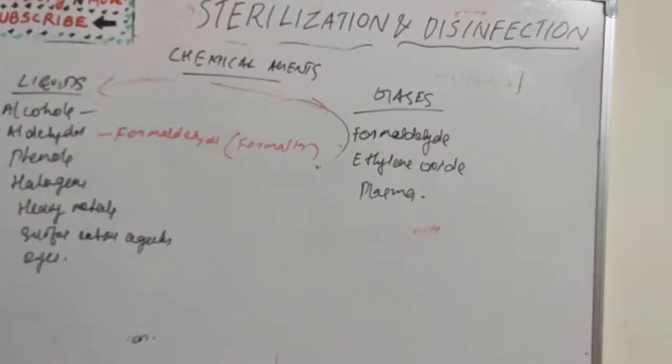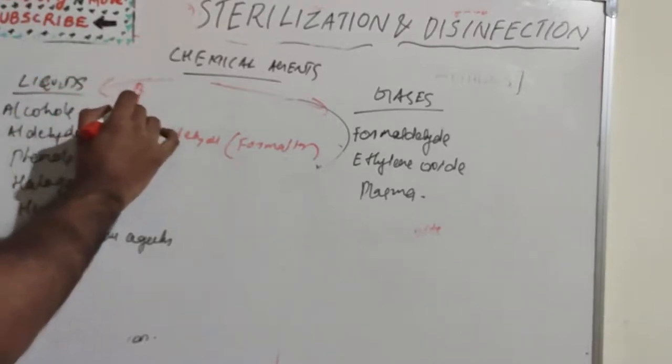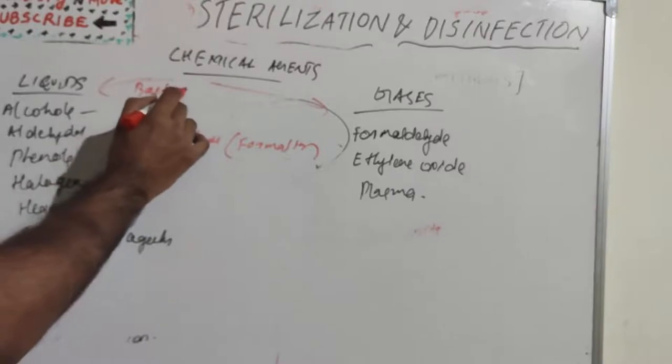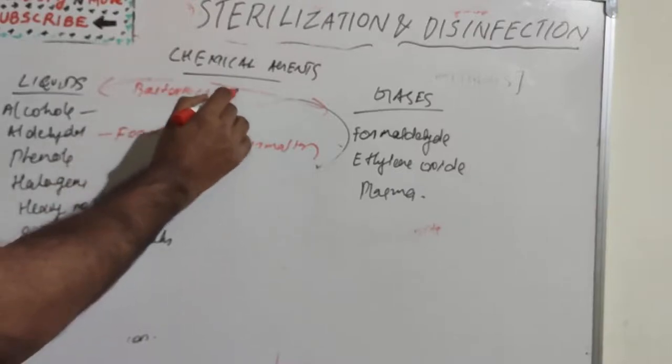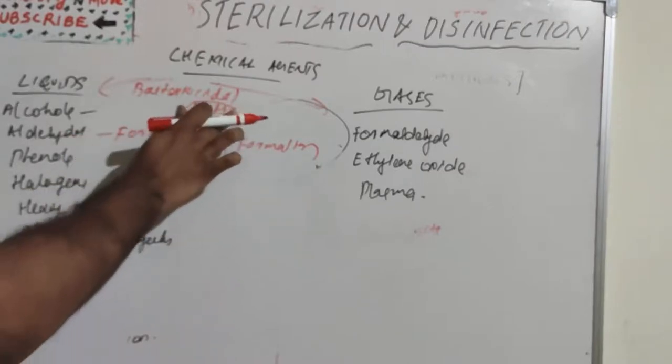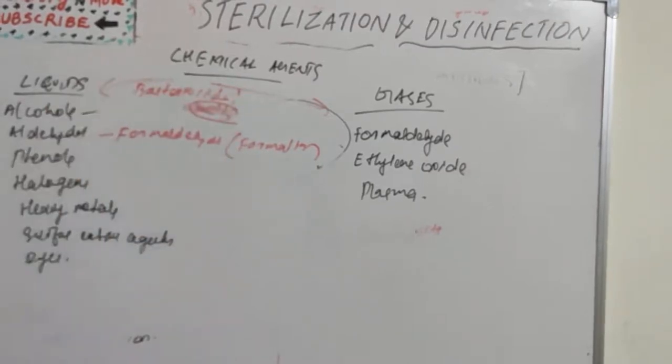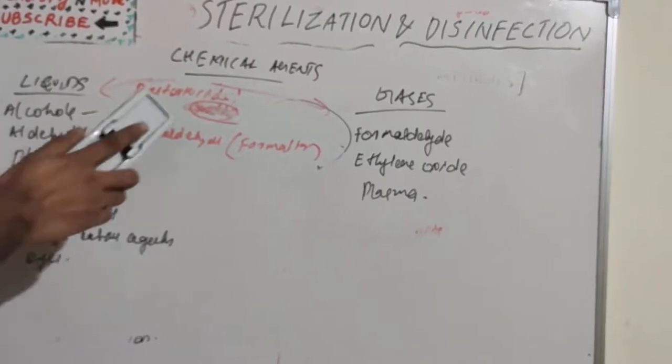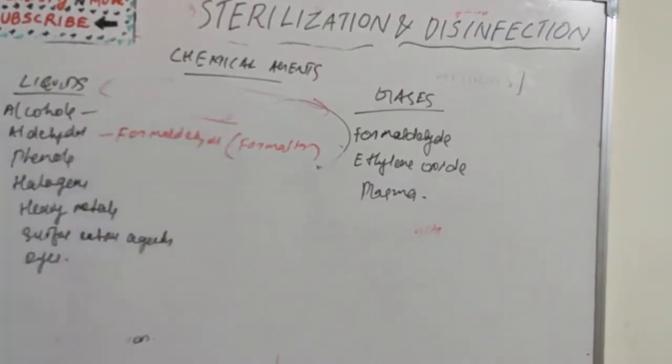Bacteriostatic is different from bactericidal. Bacteriostatic, it reduces or suppresses the bacterial action, whereas bactericidal means it kills the bacteria. Static is different, it suppresses its action. Okay, so bacteriostatic is different, bactericidal is different. So this is bactericidal and sporicidal. That is aldehyde, commonly used formalin.